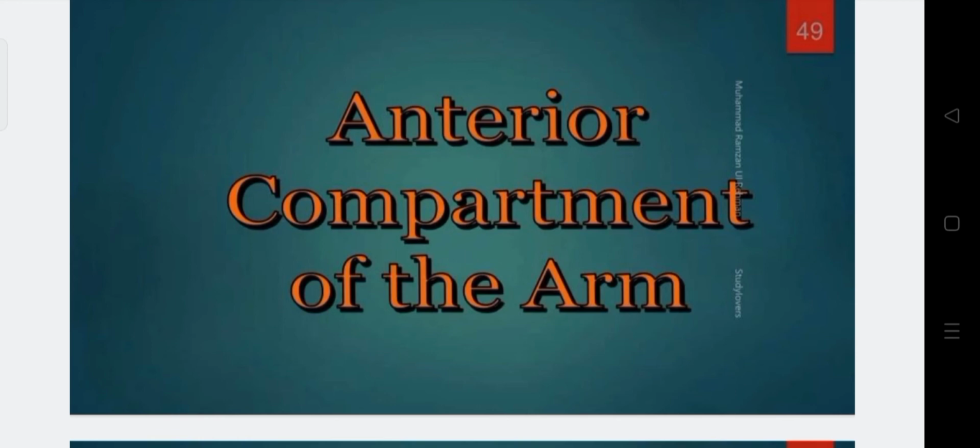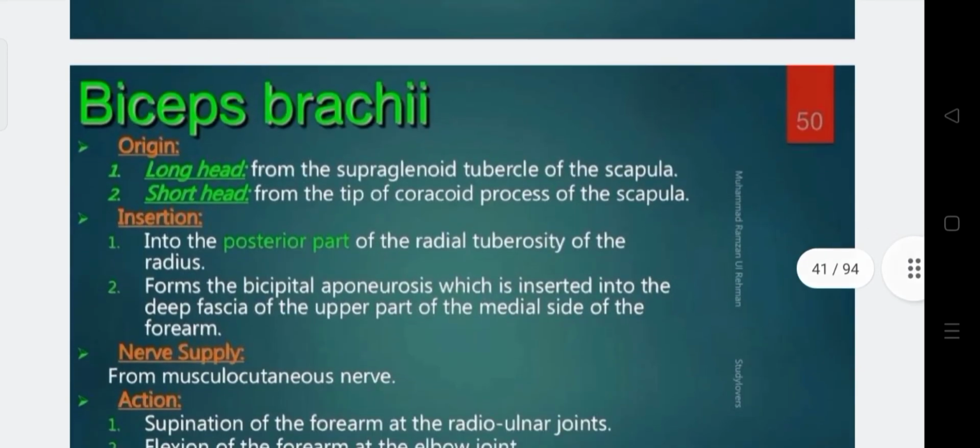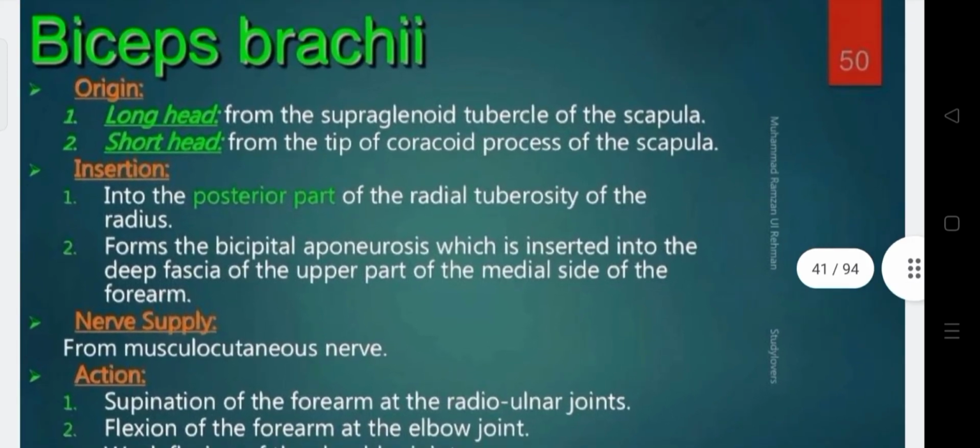It has got a lateral head, medial head, and the long head. So one by one we discuss. First of all, biceps brachii. It has got a long head and a short head. The long head arises from the supraglenoid tubercle of the scapula. The short head arises from the tip of the coracoid process of the scapula, and it is inserted into the posterior part of the radial tuberosity of the radius and, from the bicipital aponeurosis, into the deep fascia of the upper part of the medial side of the arm.